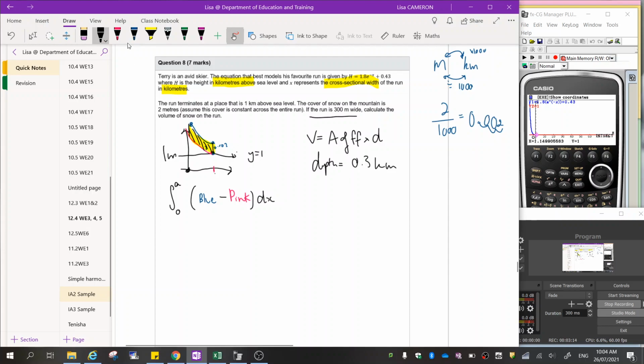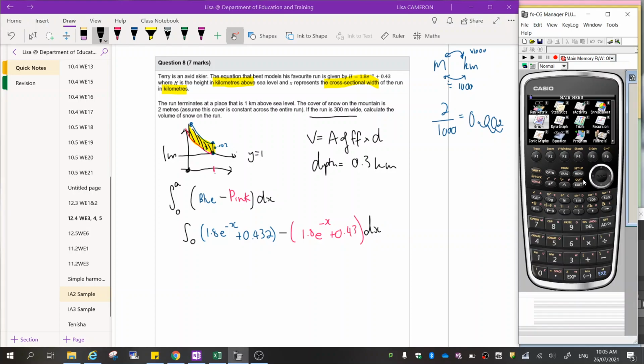Okay, so first things first, let's work out our blue function. So the blue function is going to be 1.8 e to the power of negative x plus 0.43, and then we're going to add on the 0.002, minus the pink, which was just our original equation, 1.8 e to the power of negative x plus 0.43, bracket, and we're integrating between 0, and I need to find that point of intersection there. So that's my next step.